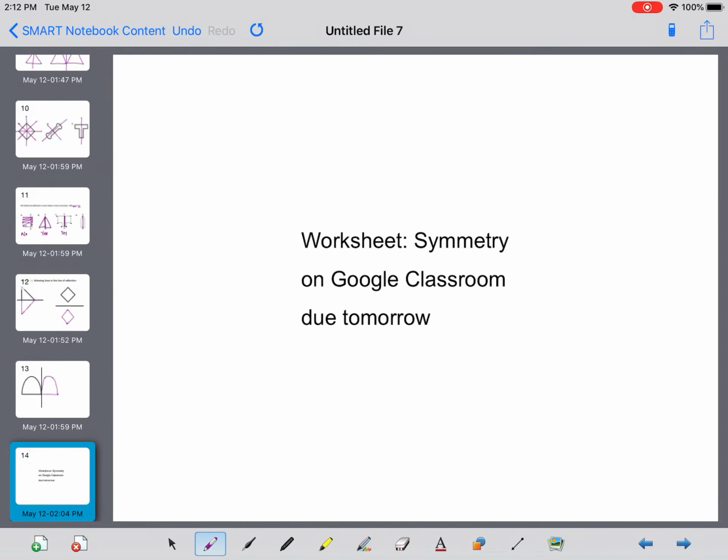Okay, so your worksheet today is called Symmetry. It's on Google Classroom, and it is due tomorrow.